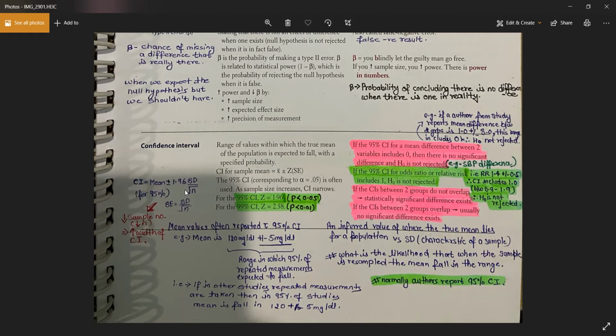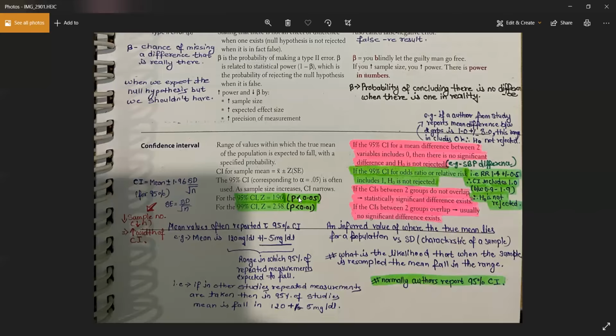Okay. For the 95%, you must have a p-value less than 0.05, which means the chance of error must be less than 5%. For a 99% confidence interval limit, the chance of error must be less than 1%. If the chances of error will be more than 1%, then your study would be rejected.